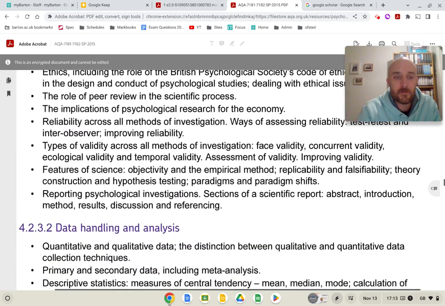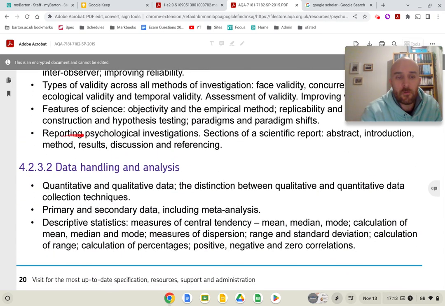So we're looking at scientific processes. We are looking at how to report psychological investigations. You need to know these sections of a scientific report, also known as a journal article. You need to know the abstract, the introduction, method, results, discussion, and referencing as well. Now, I can't remember what year it is. It was either 2017 or 2018.